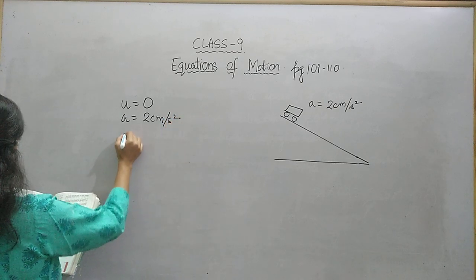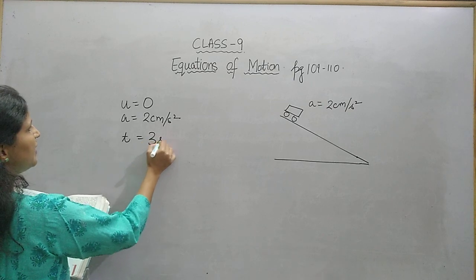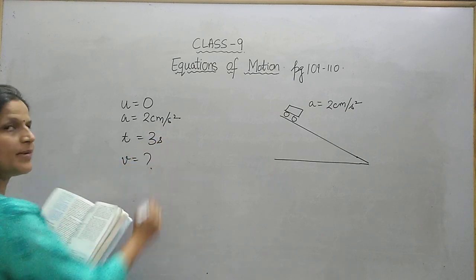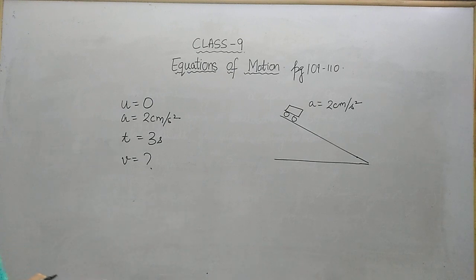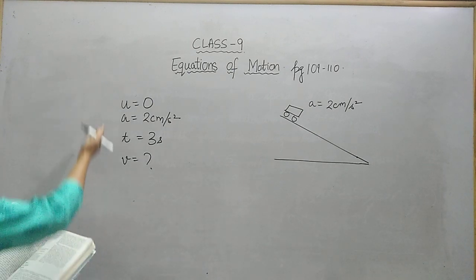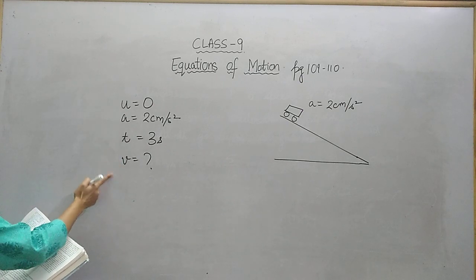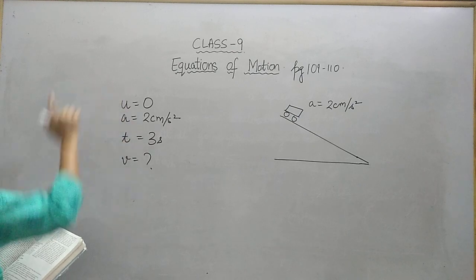Then it is asking that how far will it go? What will be its velocity 3 seconds after the start? 3 सेकंड के बाद में velocity कितनी होगी? So this is a simple question where initial velocity, acceleration, time and final velocity, these variables are to be related.